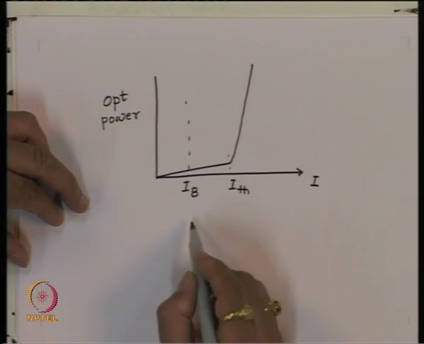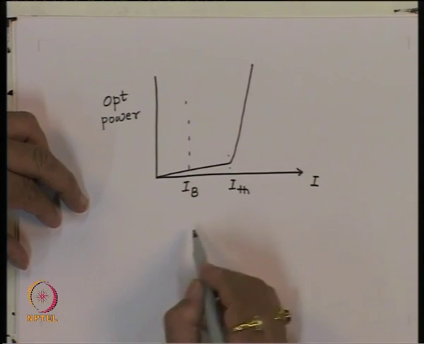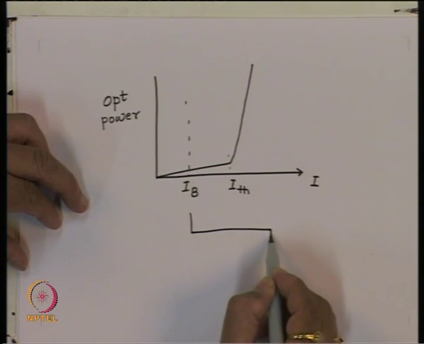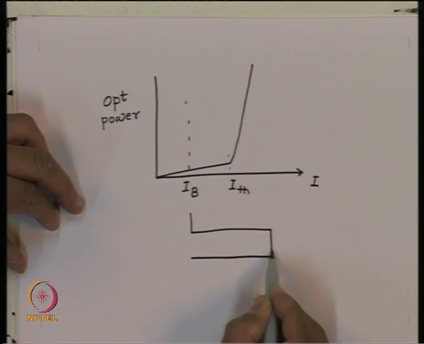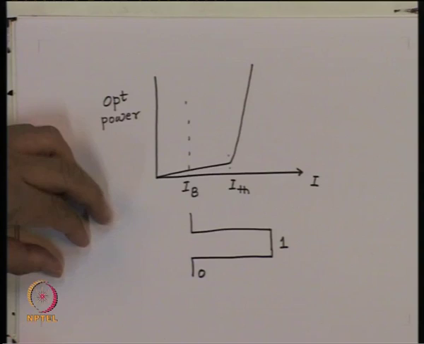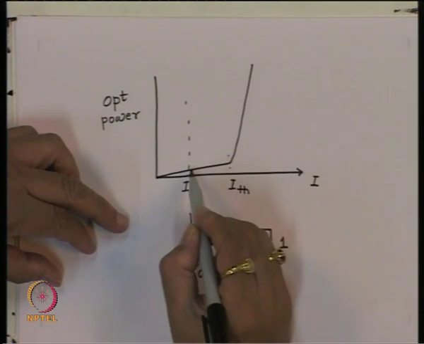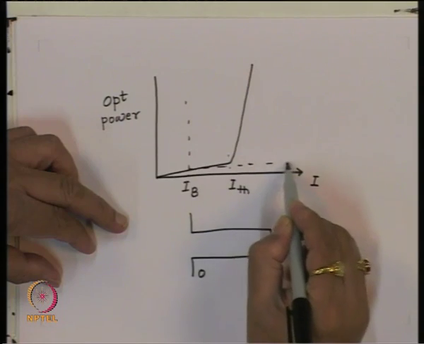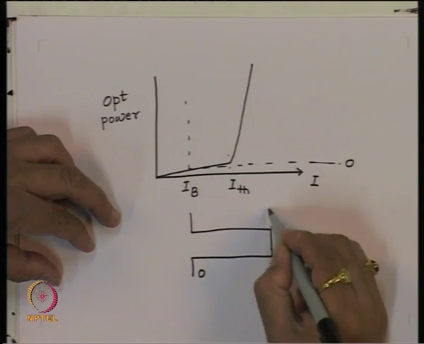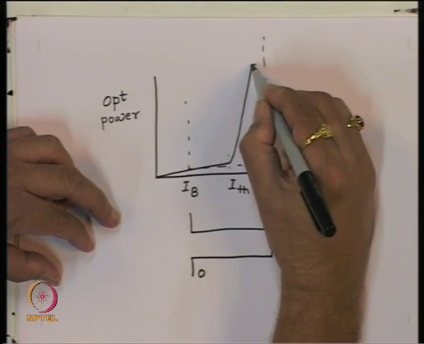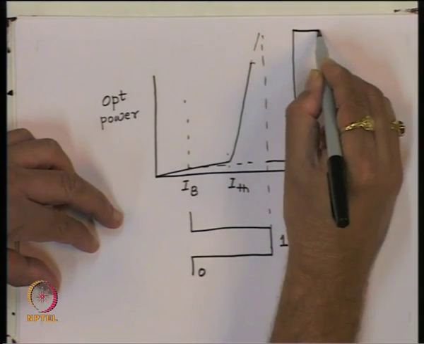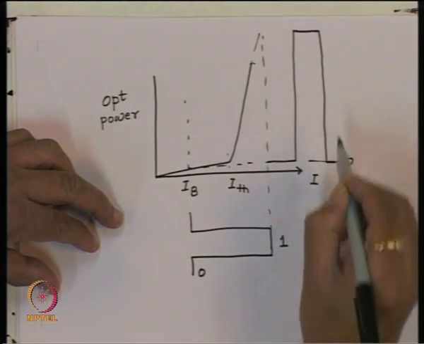That means, when I supply the digital data, which is in the form of current, the 0 corresponds to this current and 1 corresponds to a value which is higher than this. So, this is my 0 level and this is the 1 level. As a result of this, we will get the optical output corresponding to 0 level, which will be this, and corresponding to 1 level, you will get an optical output which will look something like this. So, this is the 1 level.